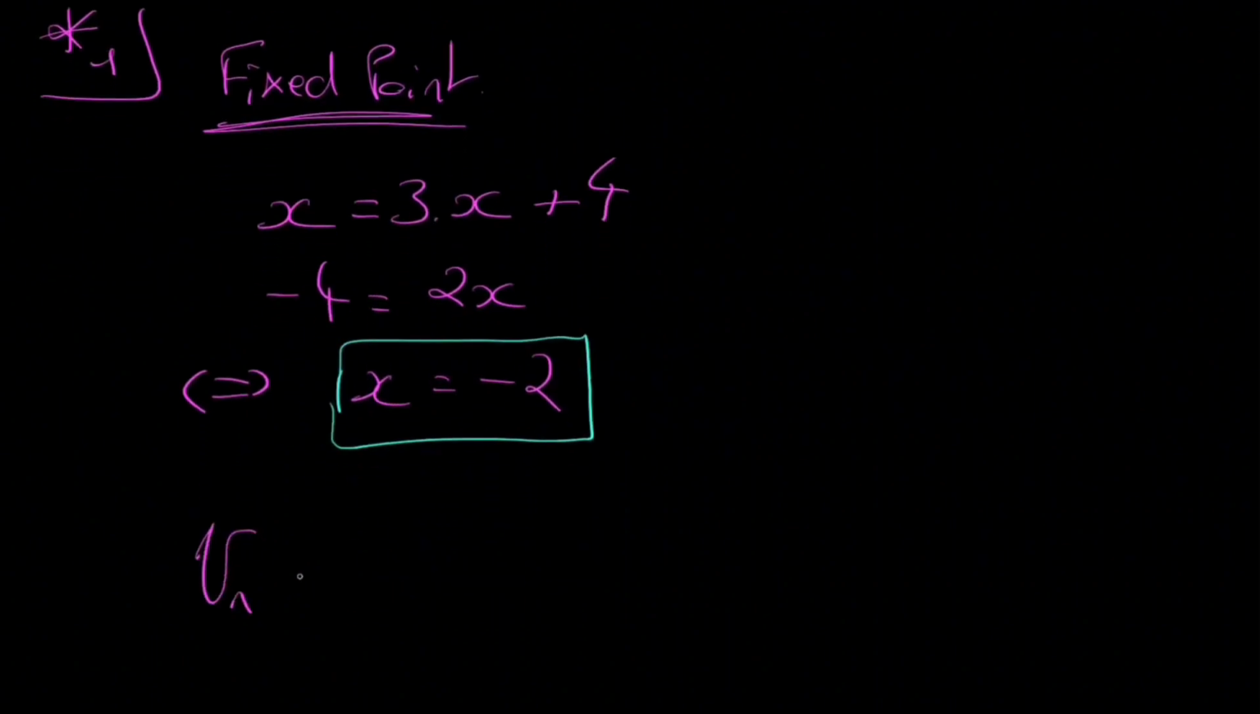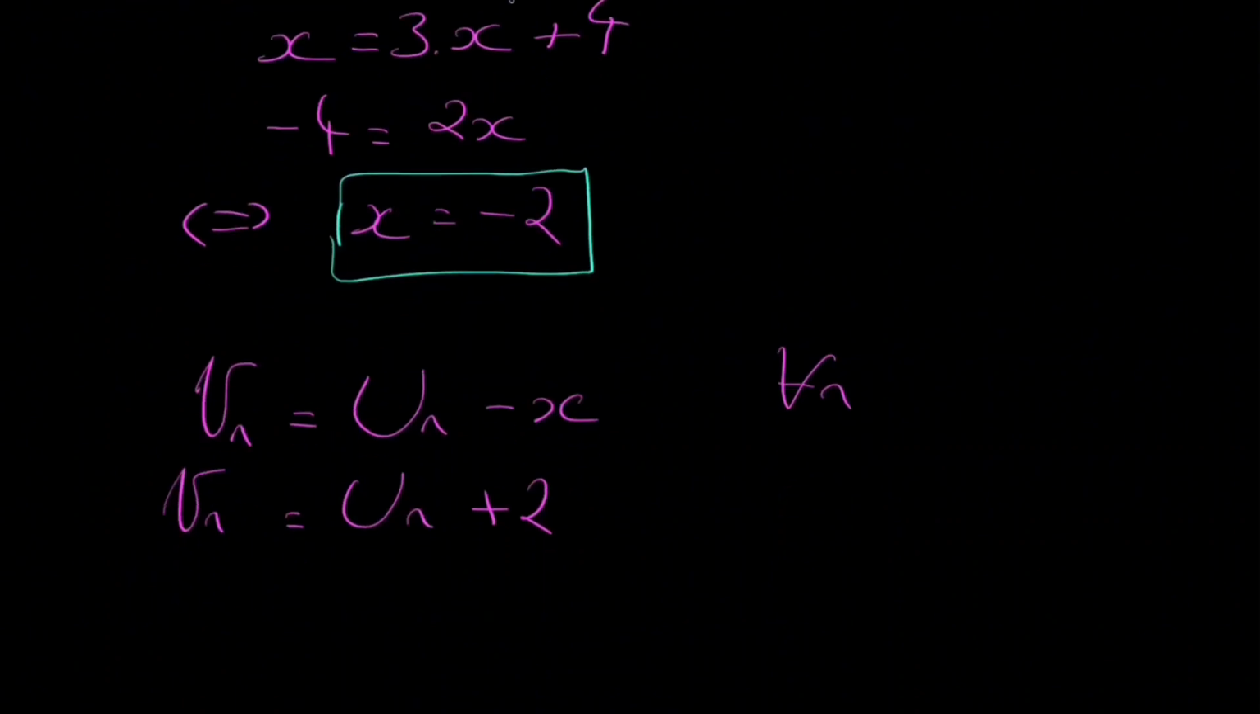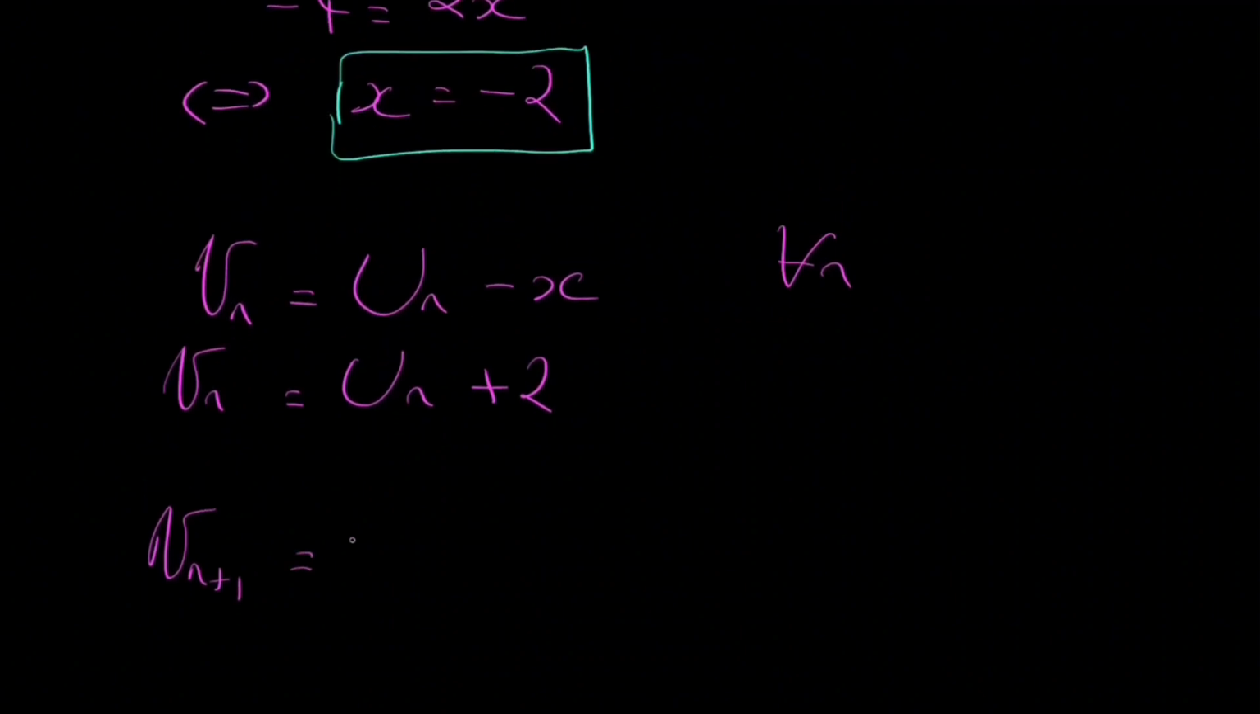Now that we have this solution, we will study the behavior of v_n equal to u_n minus x for all n, so v_n is equal to u_n plus 2, and we will see why studying the sequence v_n is very important. So let's try to give an expression of v_n. v_{n+1} is equal to u_{n+1} plus 2.